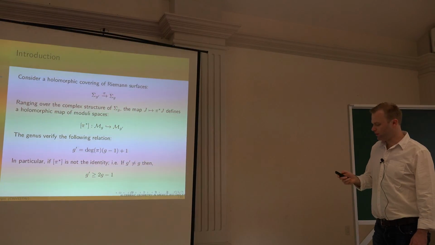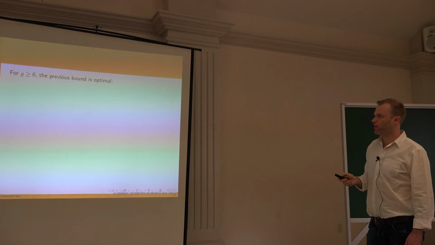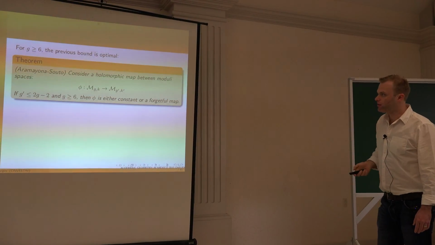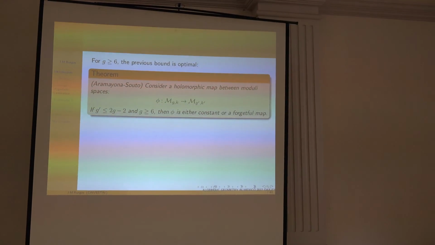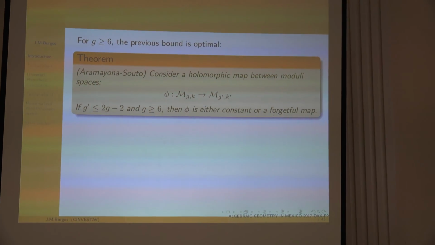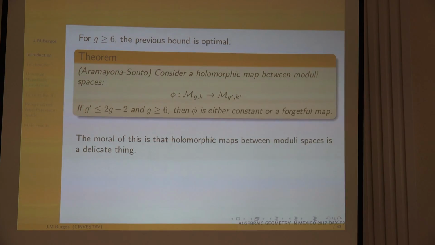What is really interesting is that this bound is optimal. Optimal for genus G greater than or equal to 6, and it is the content of the Aramagiana-Soto theorem. It's a very strong rigidity result. And the moral of this is that holomorphic maps between moduli spaces are a very delicate thing, because a priori you have enough room for embeddings, but it turns out by the theorem that there are none of them if the constraint is not verified.